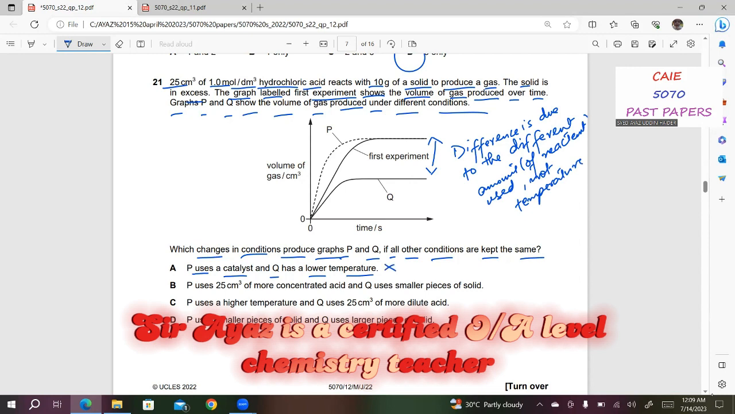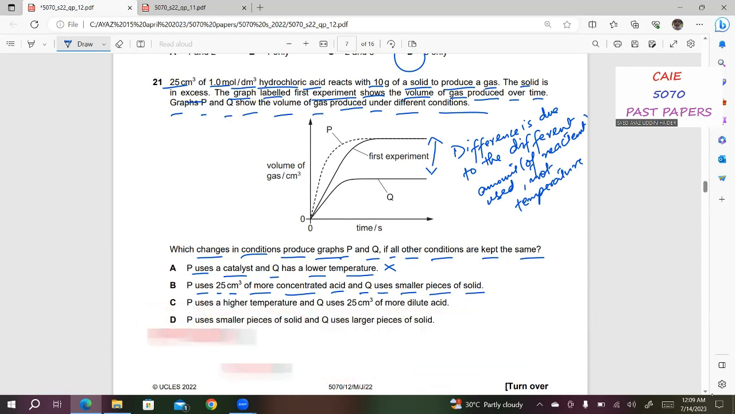So this is wrong. B, P uses 25 centimeter cube of more concentrated acid and Q uses smaller pieces of solid. So if we are using smaller pieces of solid in case of Q, it will take place at a higher rate and the graph for Q will end up on the same line like P. As they are saying, P uses 25 centimeter cube of more concentrated acid. So this is also incorrect.